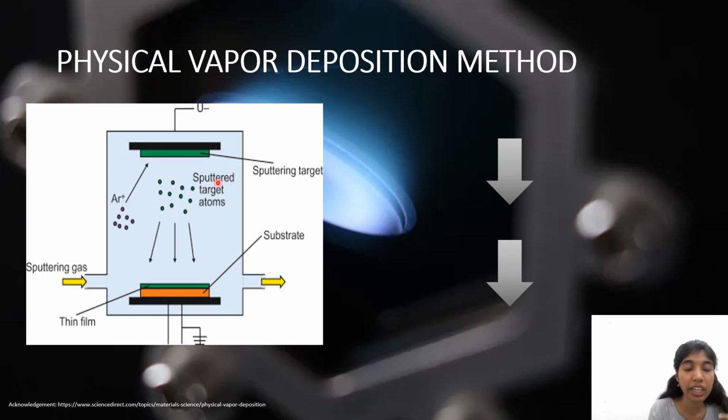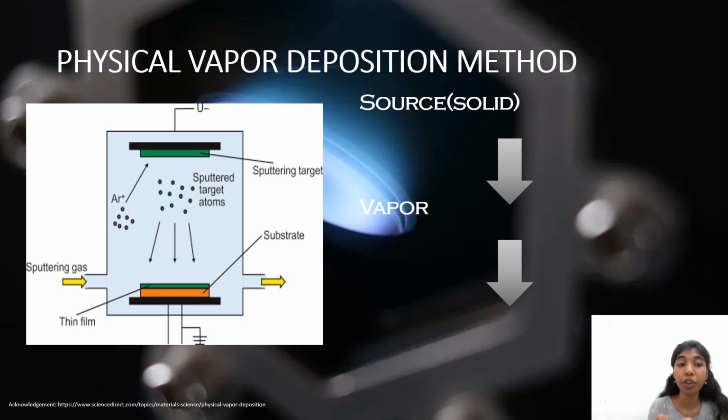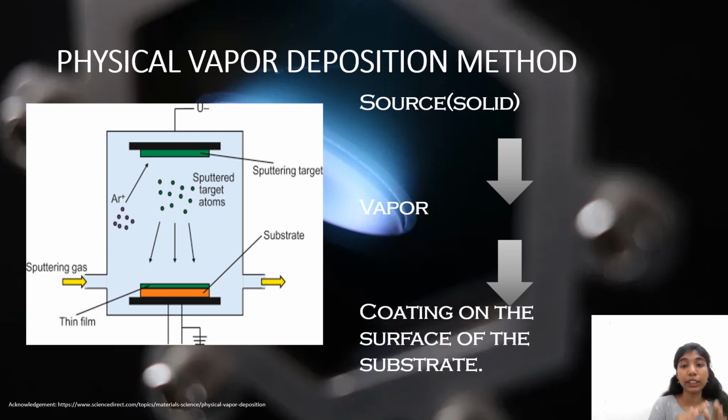When this substrate is exposed to these sputtered target atoms, they will deposit on the substrate. So a thin film will start depositing naturally on the surface. This thin film will react to the required level, based on the gases which you are providing. So in this physical vapor deposition method, the source is basically a solid. That is, the source is in solid form, which is converted into a vapor, and then it is coated on the surface of the substrate.